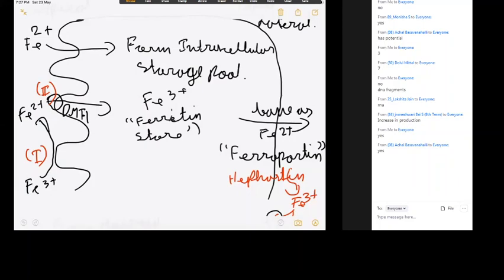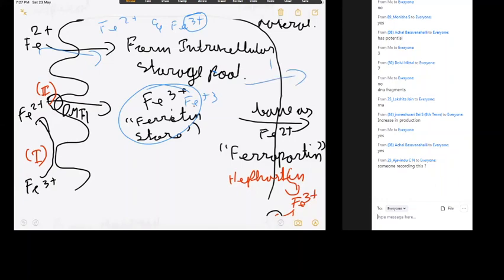I'll just repeat what we did. We had Fe2+ and we had Fe3+. Your intestine can absorb only Fe2+ because it has a receptor called divalent metal transporter 1. Fe2+ is transported, and this has to be stored as Fe3+. Now, since storage is not enough, when it comes out it should leave as Fe2+. Remember, all your intestine can take is Fe2+, so it has to send out Fe2+.